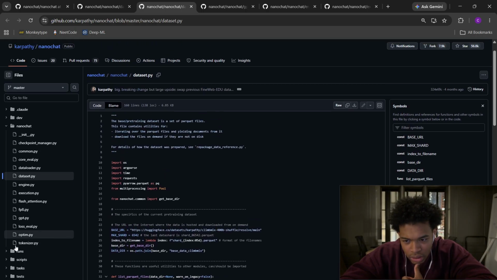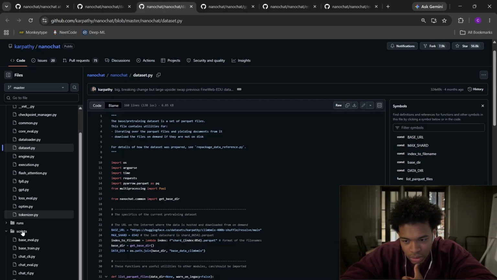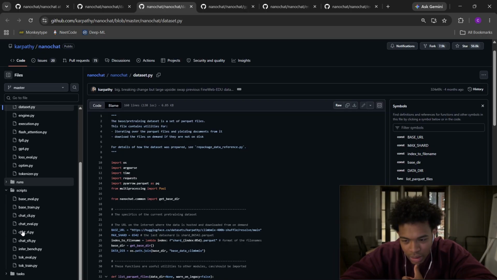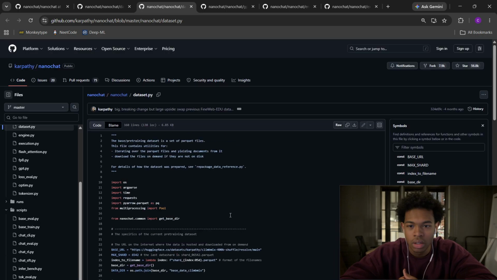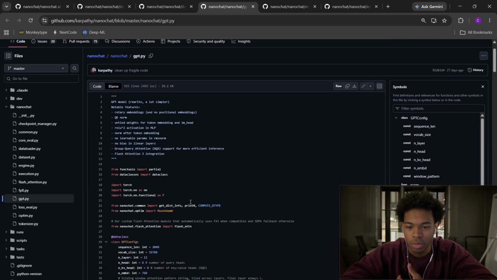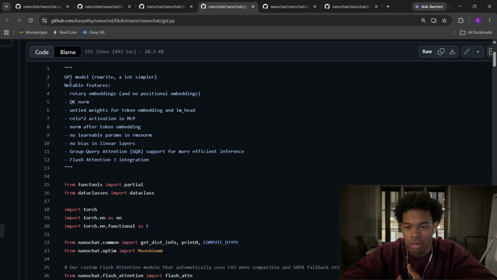I find that strange. Wait, what's in scripts? What am I in right now? I'm in Nano Chat. These are the scripts for you to play with the hosted thingy. See dataset. Okay, GPT. I hope this is the model. Yeah. And no positional embeddings. Rotary non-positional embeddings. Wow, why are we rotating for fun?